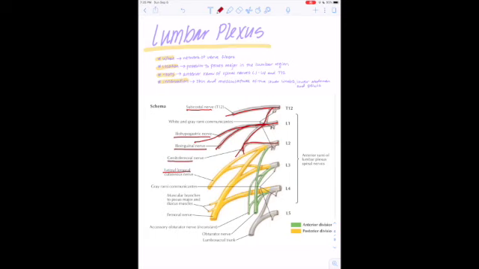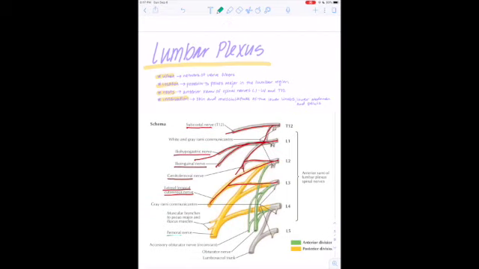The lateral cutaneous nerve of the thigh comes from L2 and L3. It runs down laterally to the inguinal ligament. The femoral nerve is the largest. It comes from L2, 3, and 4, and it passes laterally to the psoas major to the anterior thigh.